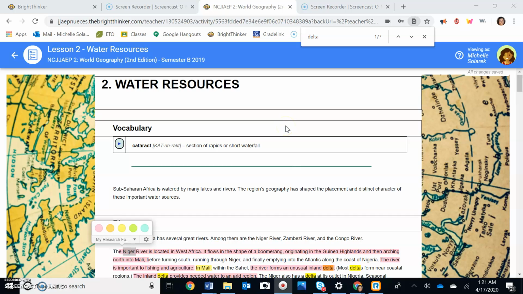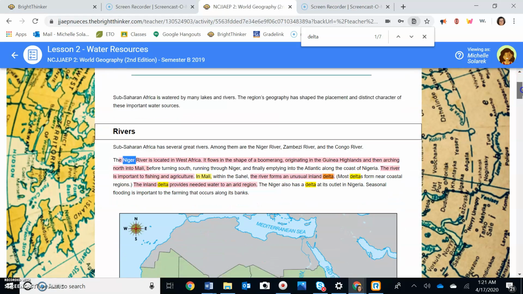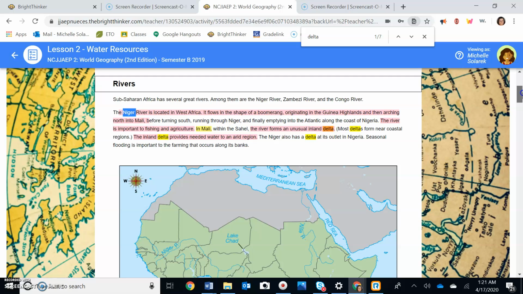Today, you are going to complete World Geography, Unit 10, Lesson 2, and learn about the water resources in Africa to the east of the Sub-Saharan Desert. Okay, so first, let's look at the rivers.